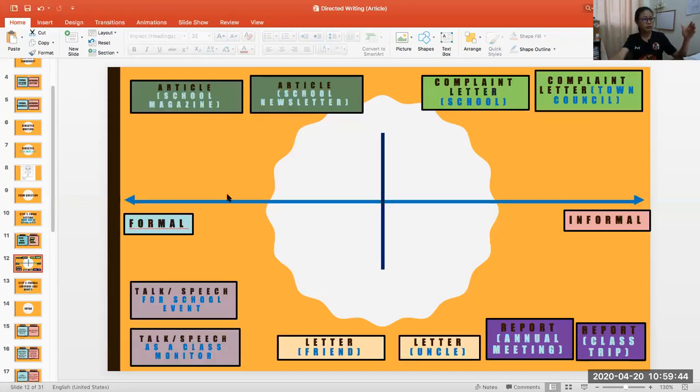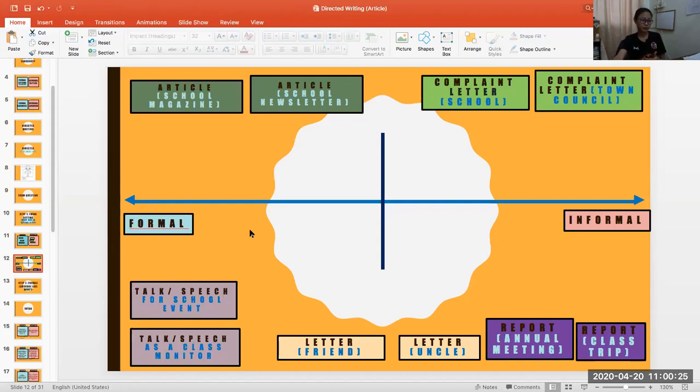I want you to think of it as a line where there is very, very formal, a bit formal, not so formal, neutral in the middle, and then slowly as we move, a bit informal, add more, more informal, more until the most informal, right? I want you to think of it as a line instead of two boxes, okay?